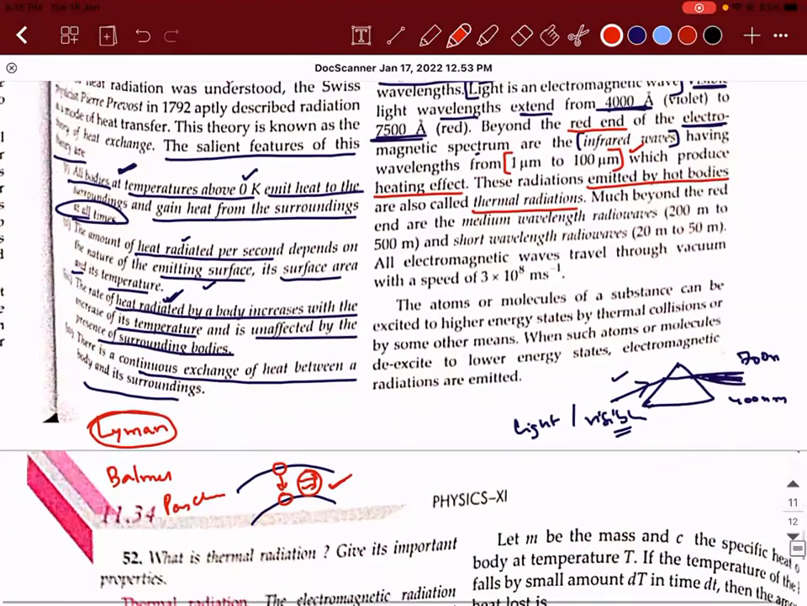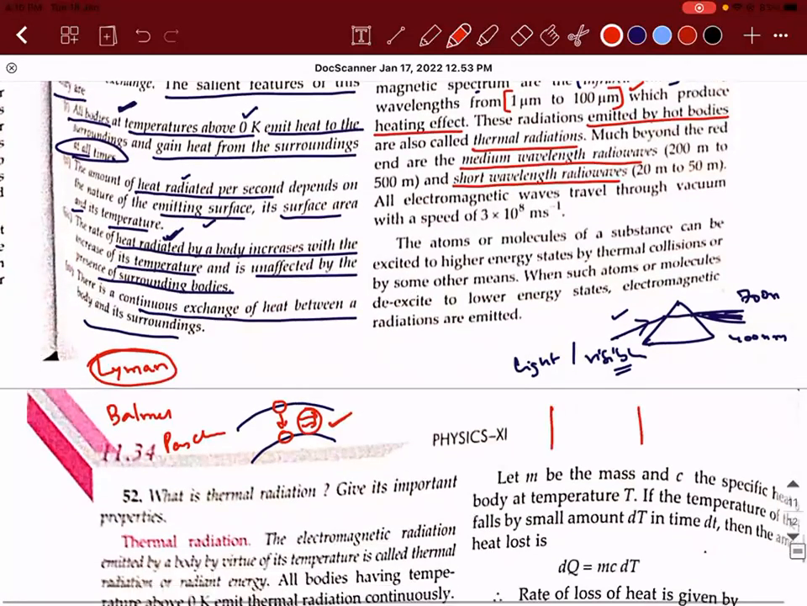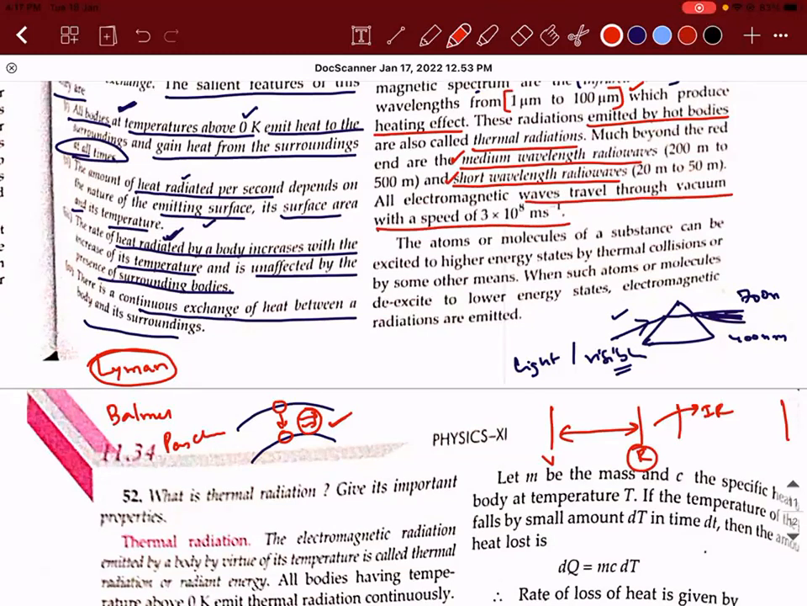Much beyond the red end are the medium wavelength radio waves and short wavelength radio waves. So visible light is somewhere over here. Red is here. Adjacent to red, you have infrared. So from violet to red, you have something like this. Adjacent to it, you have infrared. Far from this red, you have the medium wavelength radio waves and the short wavelength radio waves, which are of these values. All these electromagnetic waves travel through vacuum with a speed of 3 × 10^8 meters per second.